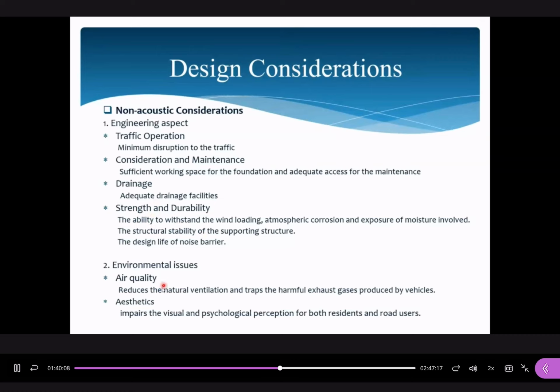In terms of the environmental issue, we need to consider the air quality. Why do we need to consider this one? Because some of the barriers are in a semi-enclosed view, you could block the flow of air, so we still need to consider this one. And aesthetic effects, whether this is beautiful or not.